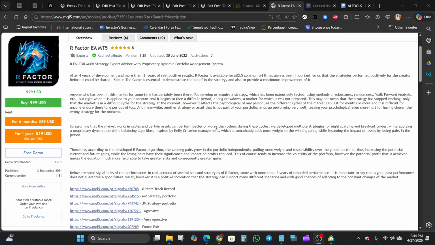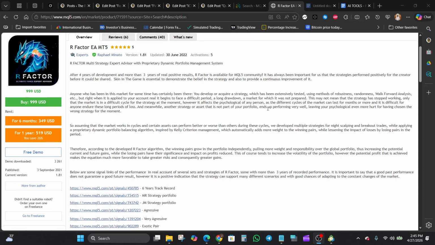When certain pairs or strategies are performing well, the EA gradually increases their influence in the overall portfolio. At the same time, if something starts underperforming, its impact is reduced. So instead of treating all trades equally, it's constantly adapting, almost like a fund manager shifting capital between assets, right? So now this approach has a clear advantage. It allows the system to adapt to changing market conditions instead of getting stuck in a losing cycle.